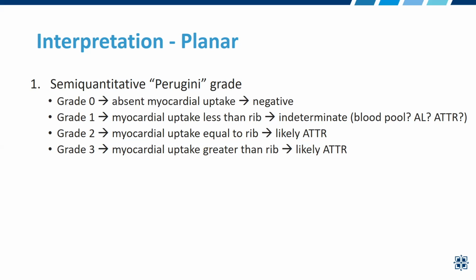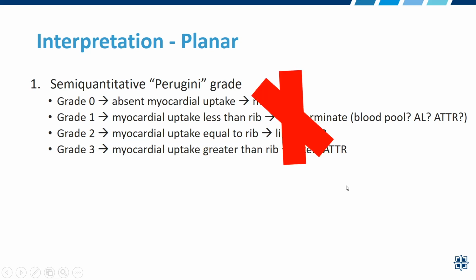For the grades, grade 0 is absent myocardial uptake, grade 1 is less than rib, grade 2 is equal to rib, and 3 is greater than rib. And in some of the documents, they talk about, okay, grade 0 is negative, 1 is indeterminate, 2 and 3 are likely ATTR. I want to get rid of that.